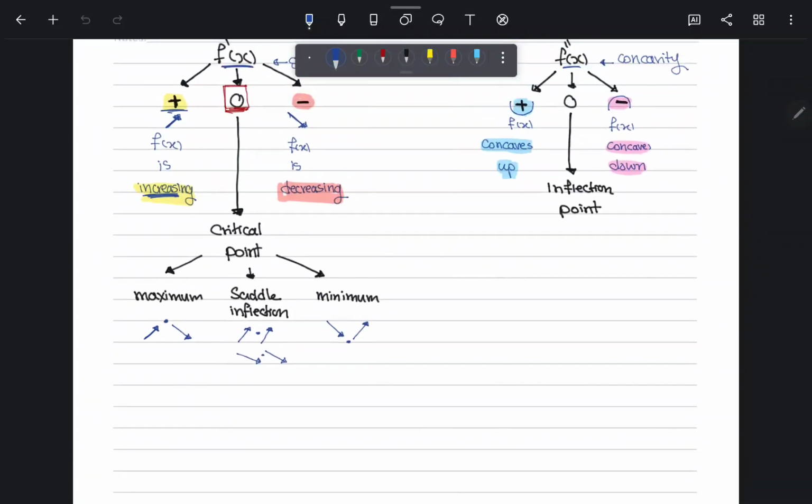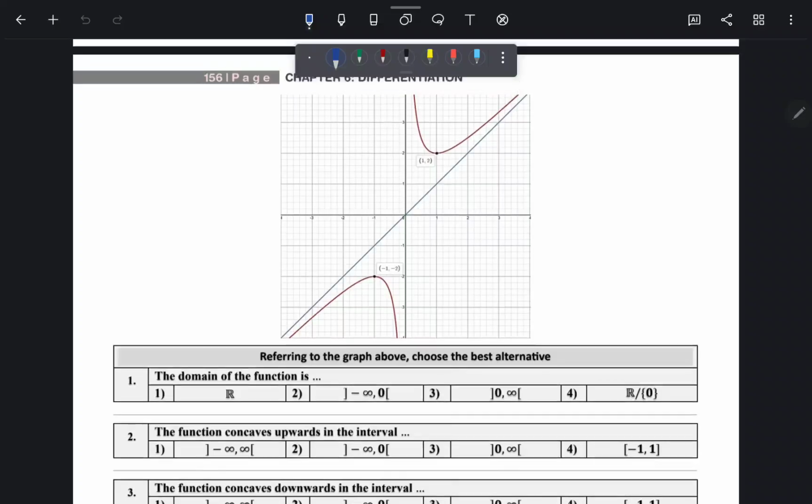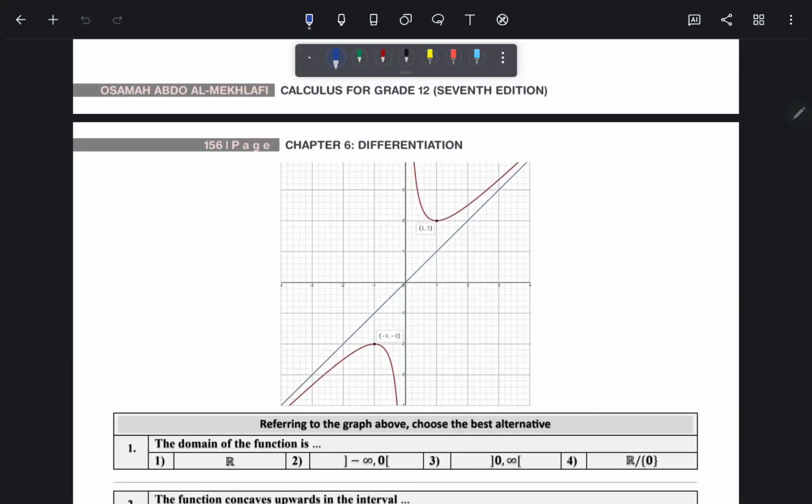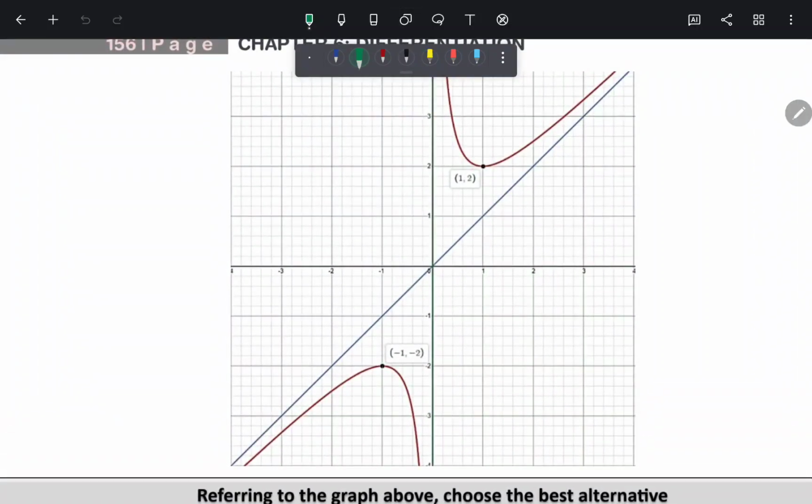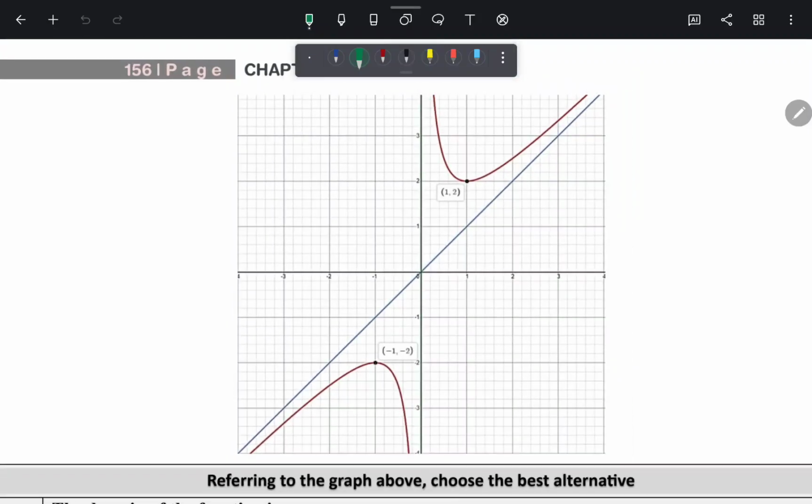Now let's look at the third type of questions, which is when they give you a graph. And this is an easy type. First, before you start, I want you to know how to deal with the graph. The graph is the curve in red. Do you see this one? This curve and this curve. This is the graph. This is the curve. As for this blue line, this is a slant asymptote.